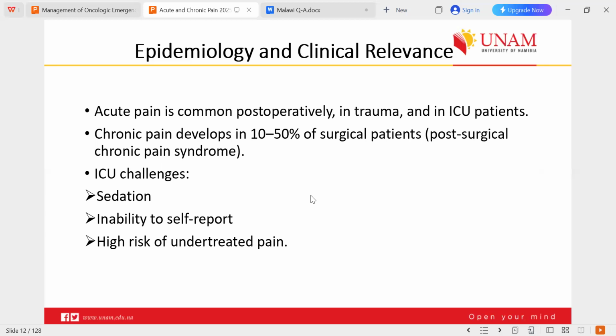Management of pain in ICU is challenging because most of our patients are sedated. They are unable to self-report the degree and intensity of their pain, and this all leads to a high risk of undertreated pain.